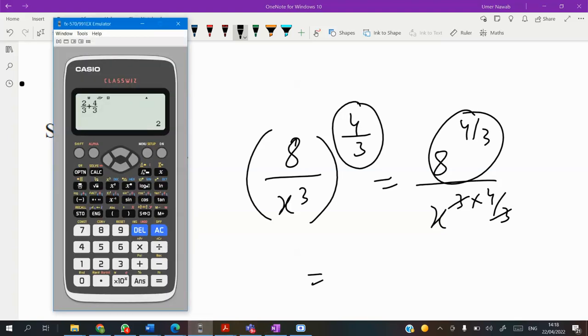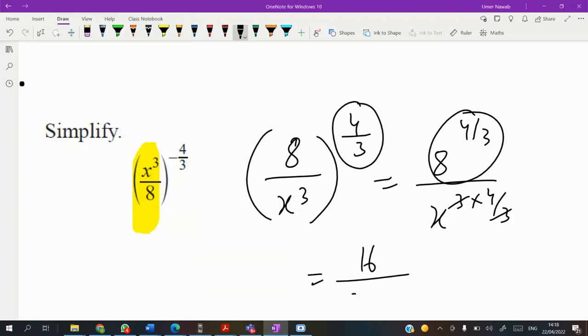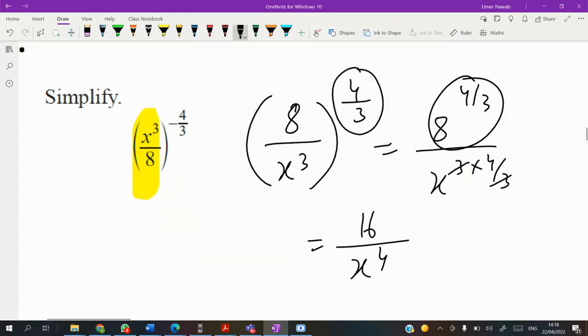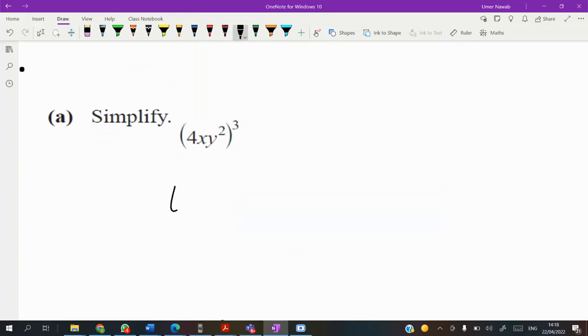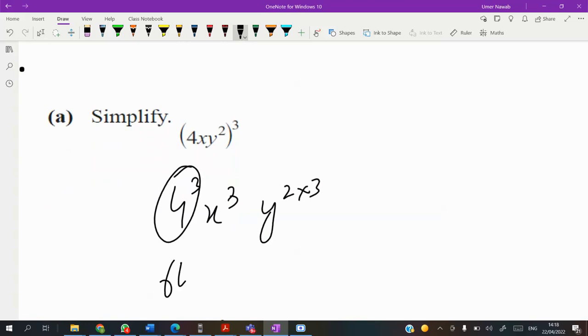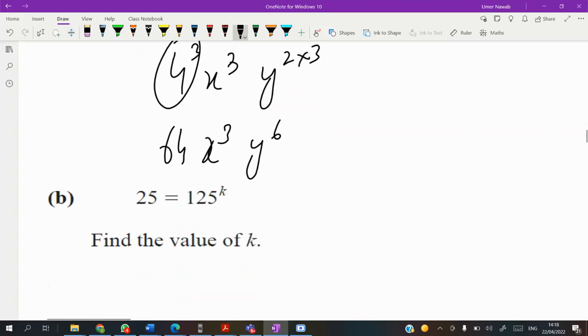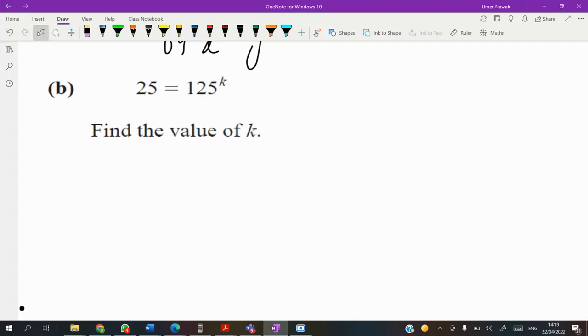Let me show you. 8 raised to the power 4 over 3. It gives me 16, and in the denominator x power 4. Share the power: 4 power 3, x power 3, y 2 times 3. So 4 power 3 from the calculator is 64, x power 3, and 3 times 2 is 6. Oh, great question. So such types of questions can be done by using a calculator.